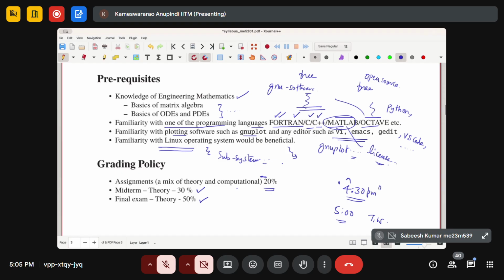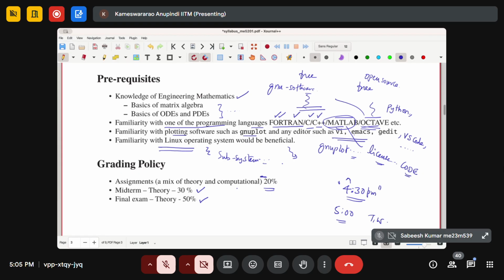Again, I'm going to check with the code office if there is a way that you can access any MATLAB licenses. That is the only one that requires a license here, in case you wish to work on MATLAB. But we have an alternative, Octave, which is completely free software. So I'm going to check with the code office and get back to you if you are allowed to have a MATLAB license or something.